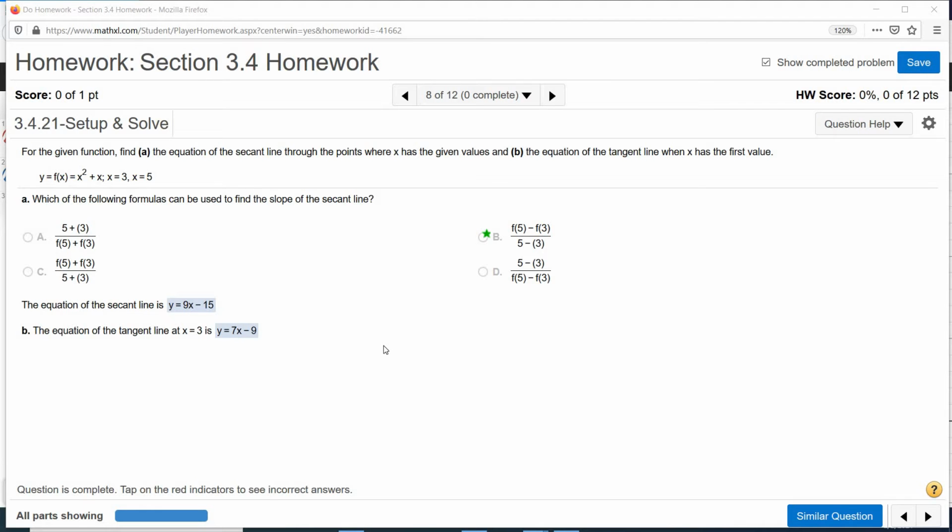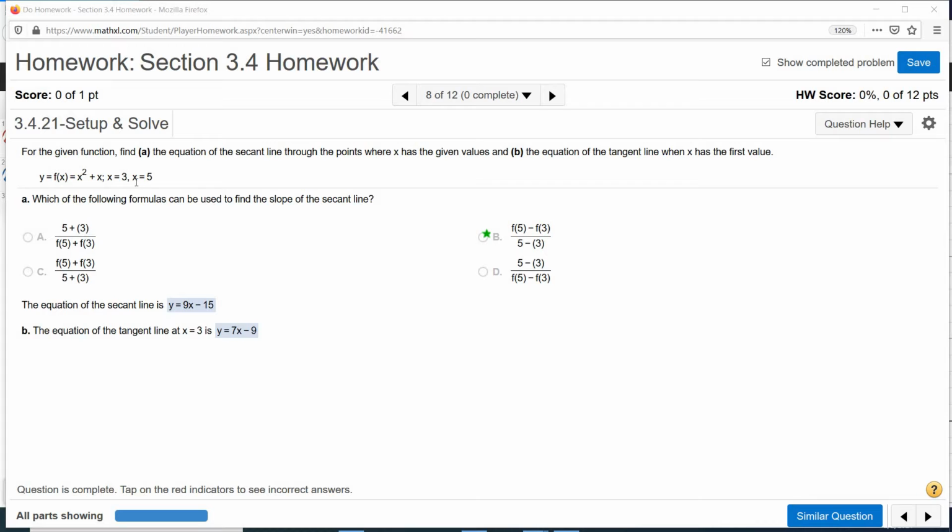Hello again. In this video, I'm going to go over this homework problem from section 3.4. Now, in this problem, we've got two parts. The first part says, find the equation of the secant line through the points x equals 3 and x equals 5 for this particular function. So let's talk about that one first, part A.